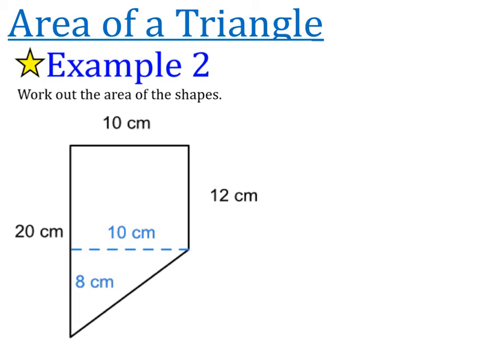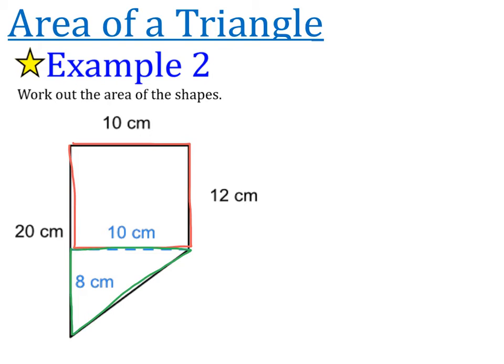What if we wanted to make things a little bit fancier? What if the shape was made up of more than one shape, like this particular shape here? Work out the area of this shape. So in this one, I can see more than one shape really nicely. I can see this shape here, which looks like a rectangle. And then I can also see this other shape down here, which is definitely a triangle.